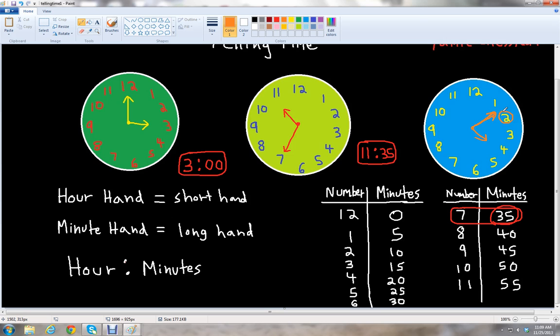And then the short hand, the hour hand, is at the 4. So the minute hand is at the 2, and the short hand is at the 4. So we know that the hour for this one is the 4, and we have a colon, and then we look at the number 2, and the 2 tells us that it's 10 minutes past the hour. So we're going to use the number 10 for our minutes, so that will be 4:10.